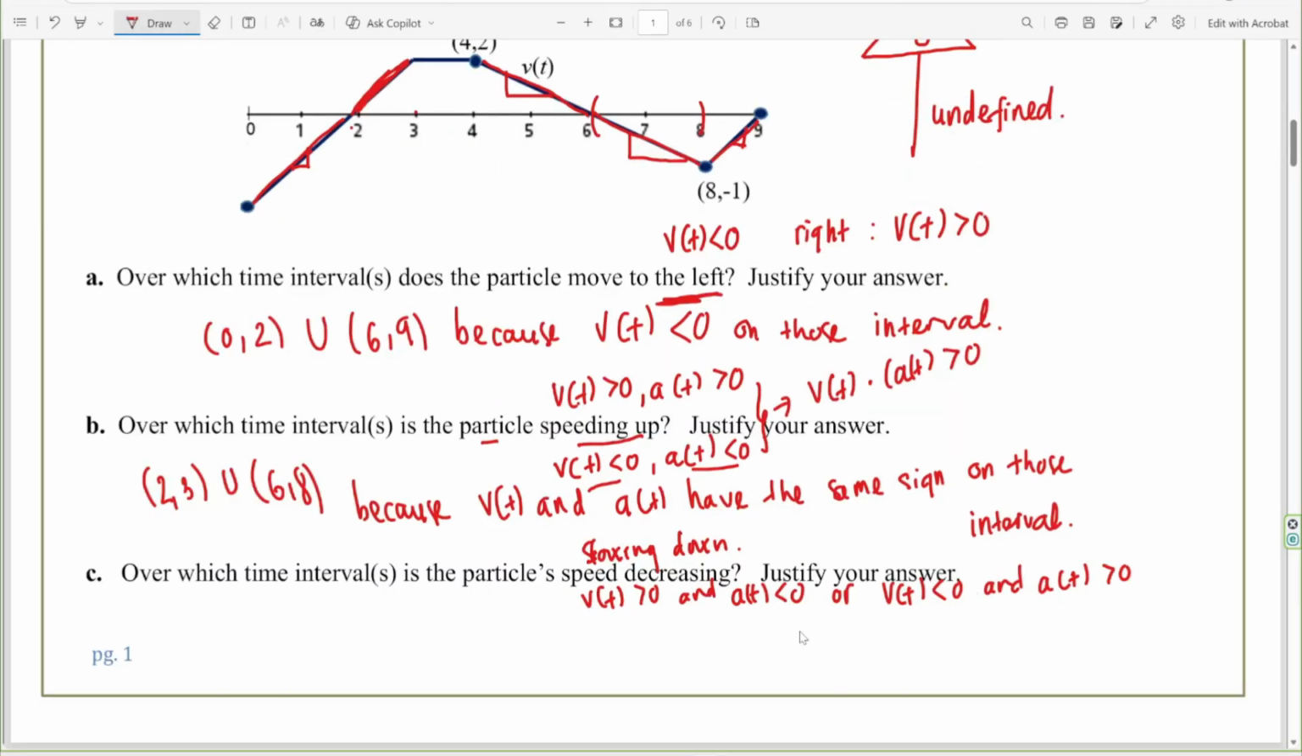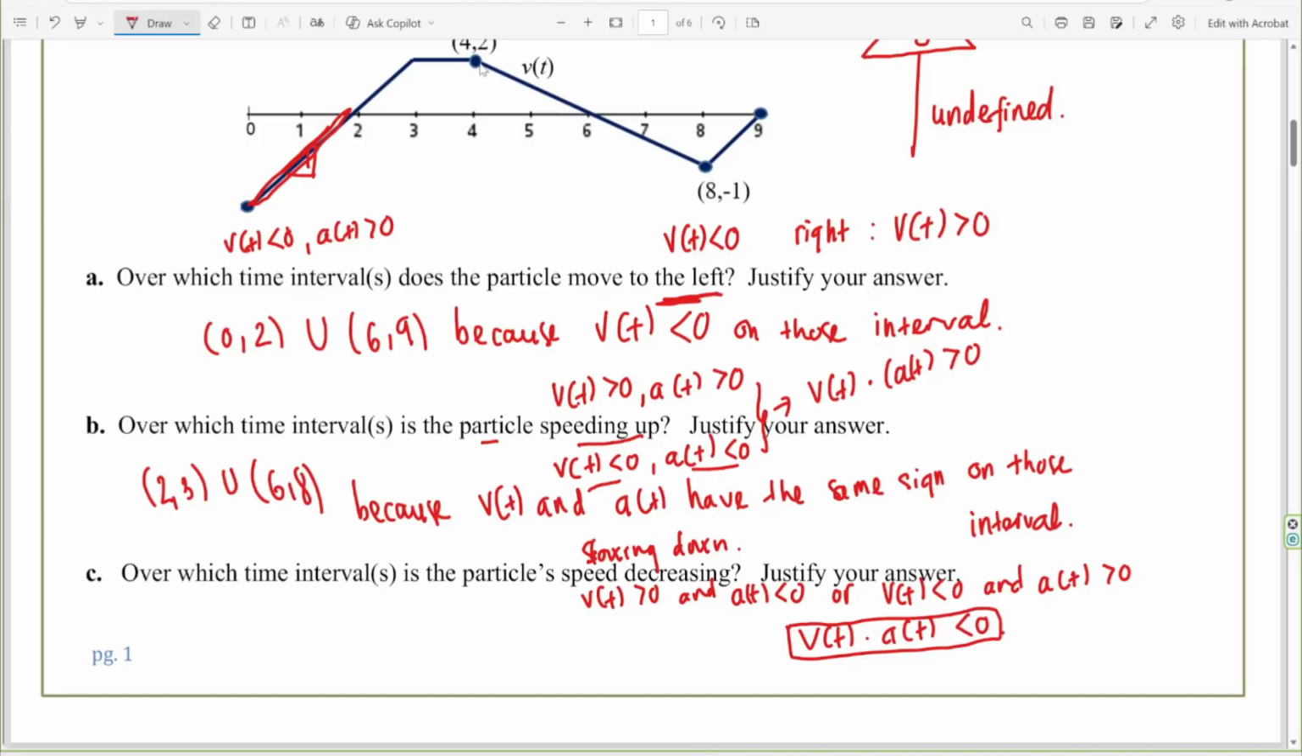In other words, v(t) times a(t) is less than 0, right? Now, v(t) and a(t) have opposite sign when t is from 0 to 2 right here, right? Because on this interval, v(t) is less than 0, because it's below the axis, and a(t) is greater than 0, right? Because the slope right here is positive.